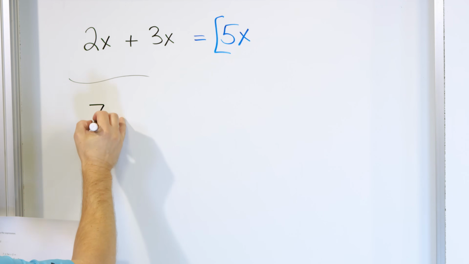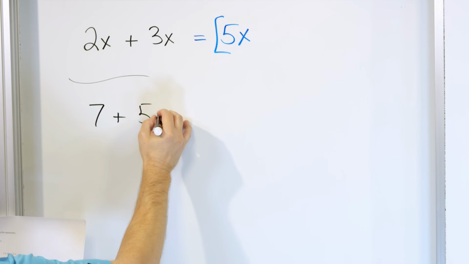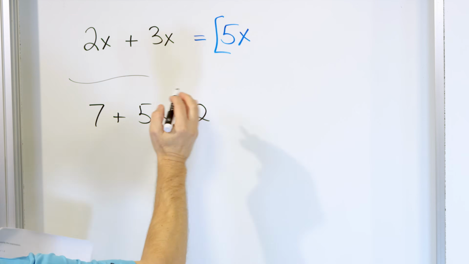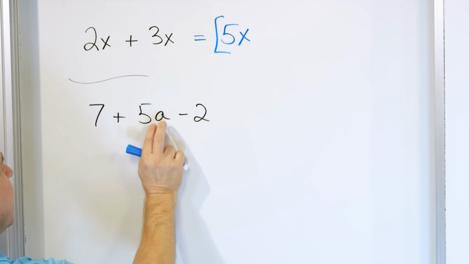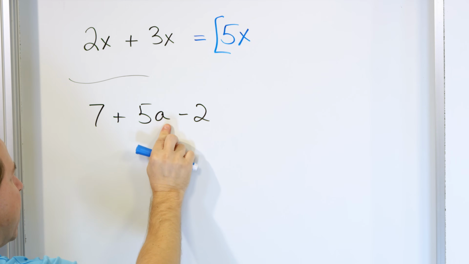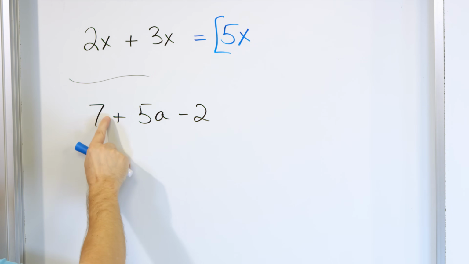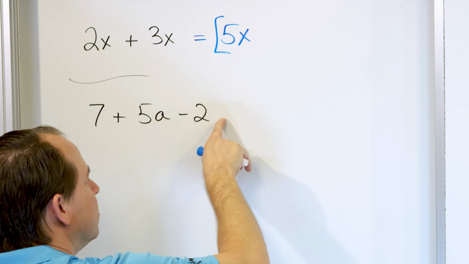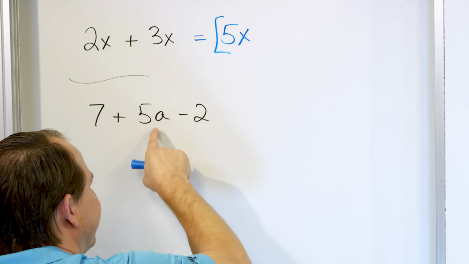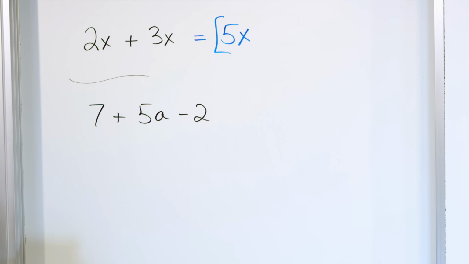Let's say we have 7 plus 5 times a minus 2. How do we simplify this expression? Well, what are the like terms? We have one term that has a variable, so this is like 5 bananas, right? But then this term has no variable, it's not a banana term, and this has no variable as well, so it's not a banana term either, right?